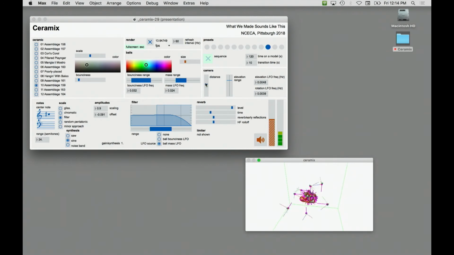So let's see what we have as parameters for the sound. So I have a center note. So what is the note when you are at the level of the ceramic? So it could be lower, or higher.